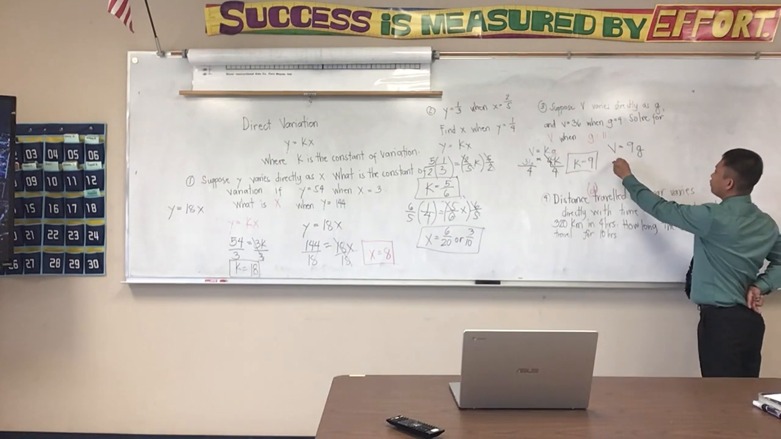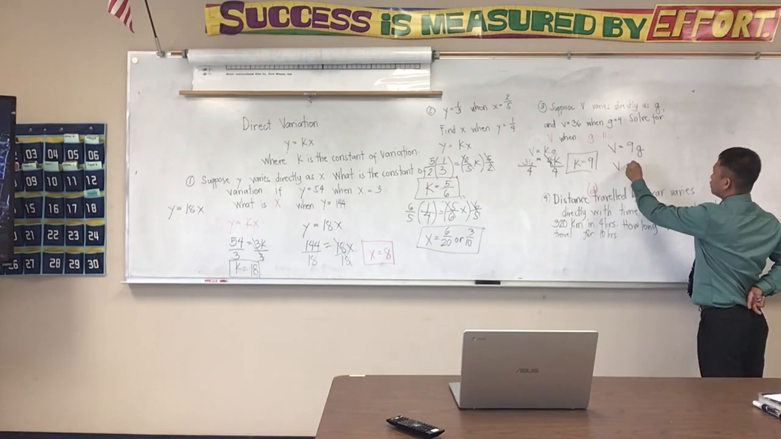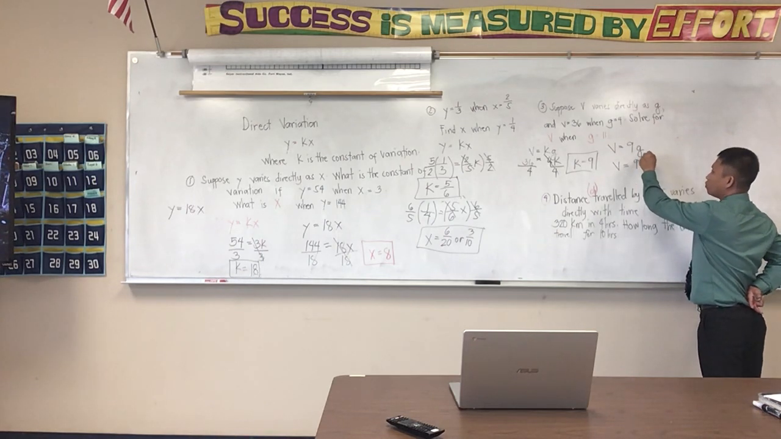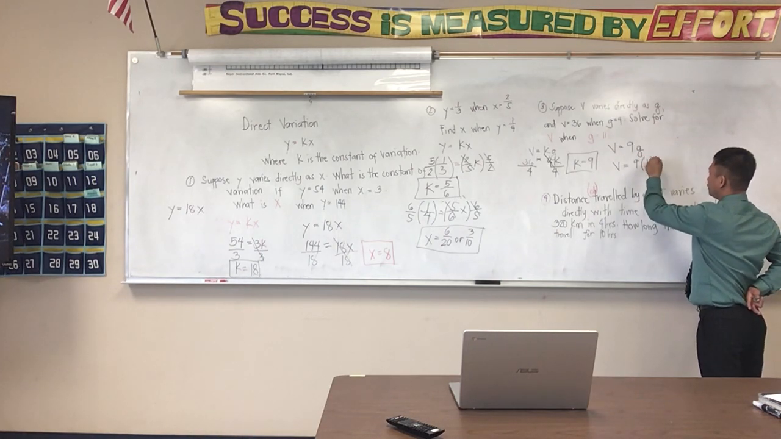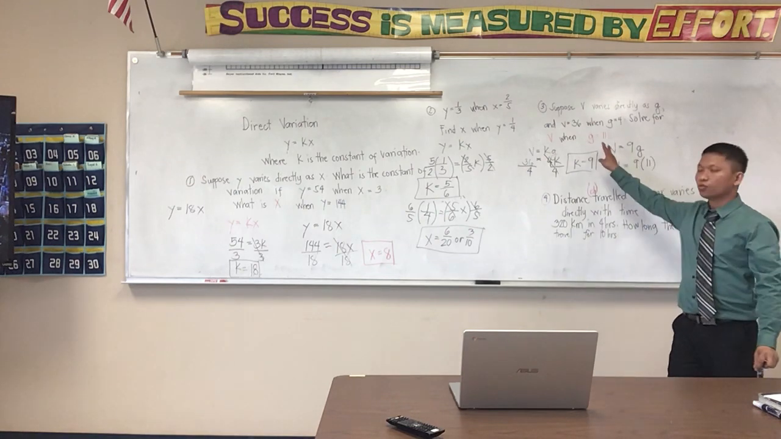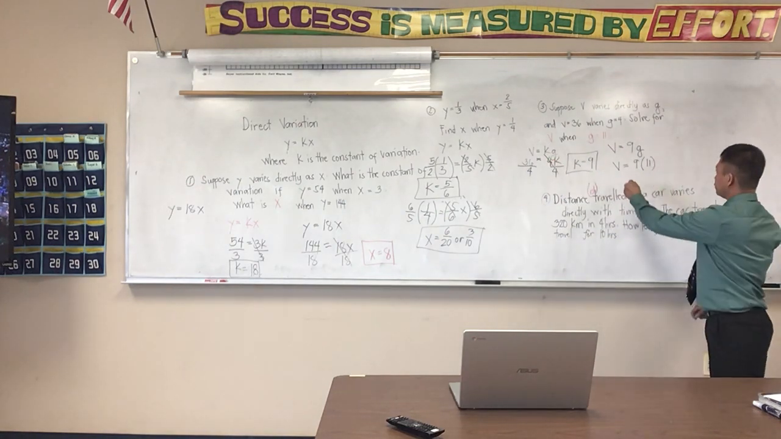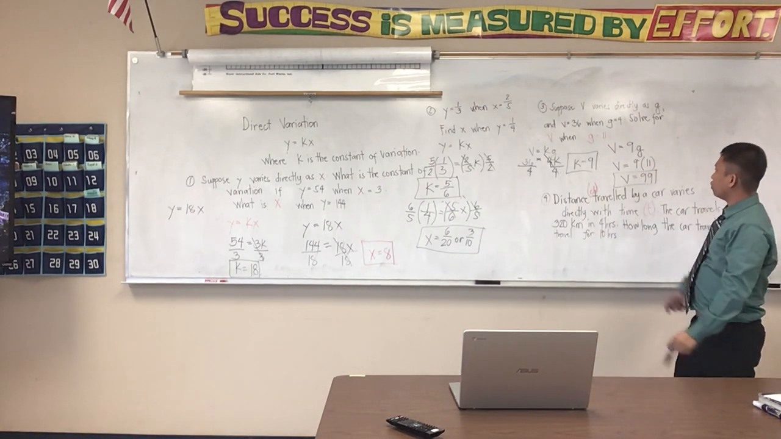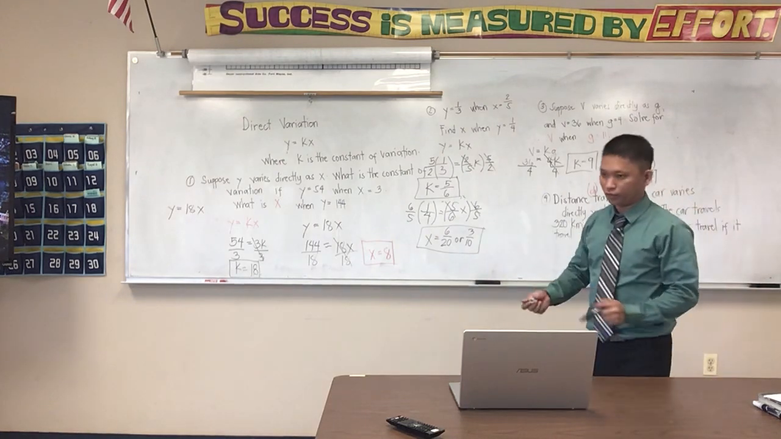So we are solving for v. So this would be 9 times 11, since g is equal to 11. So therefore we have v is equal to 99. This is our answer when g is equal to 11.